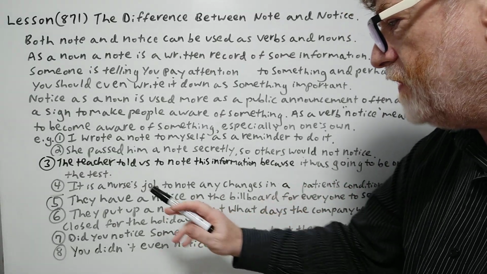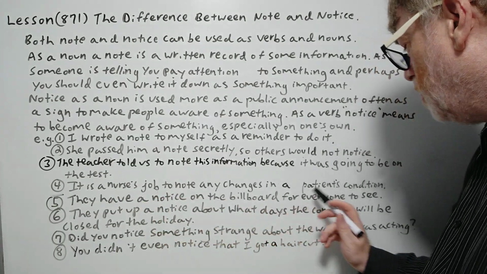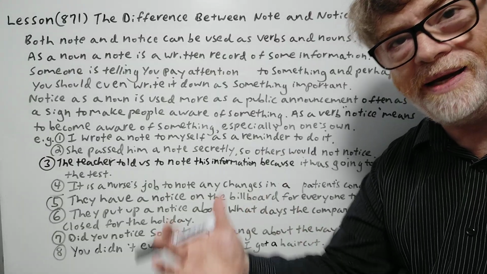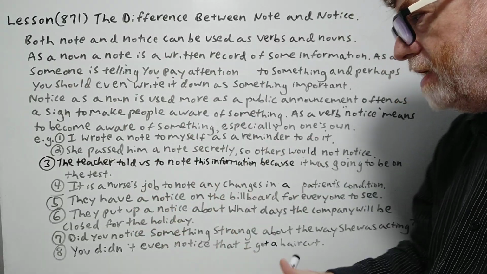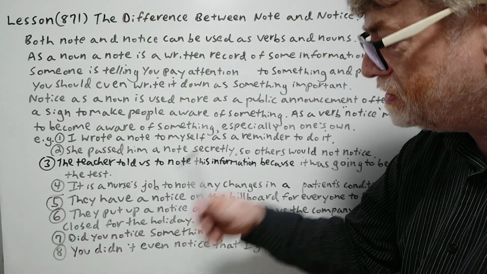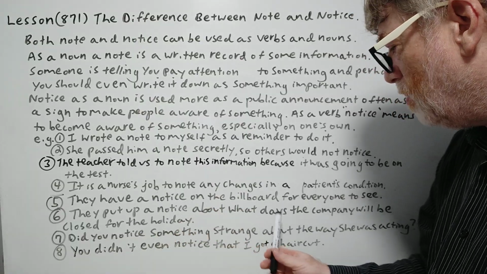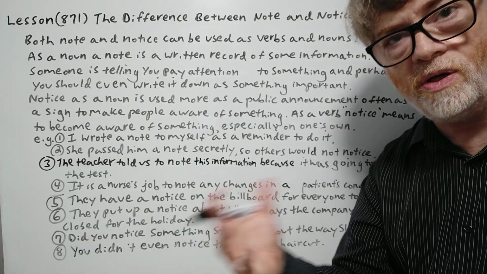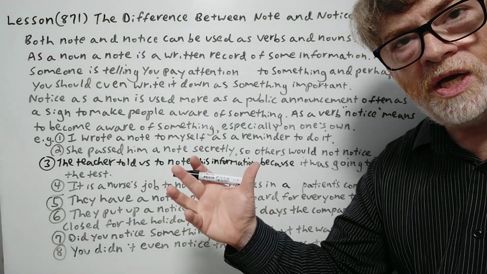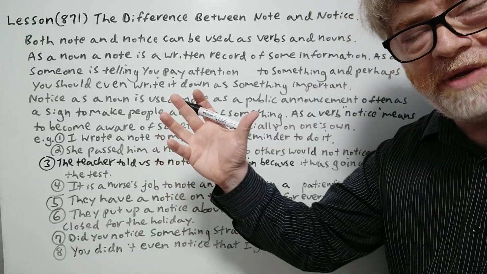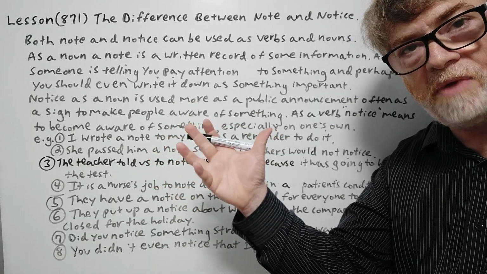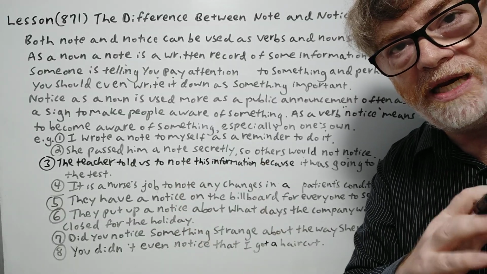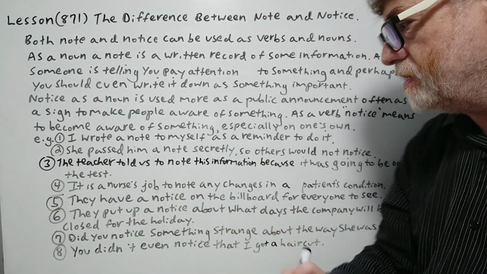Okay, number 5, they have a notice on the billboard for everyone to see. So this is more like, again, the public sign, there for many people to see. All right, and number 6, similar, they put up a notice about what days the company will be closed for the holiday. So this also probably at work, they want all the workers to know it. So they might put it maybe near the time clock or something, or they may put several of those signs around so everyone will see it and they know that they will be closed on those days.